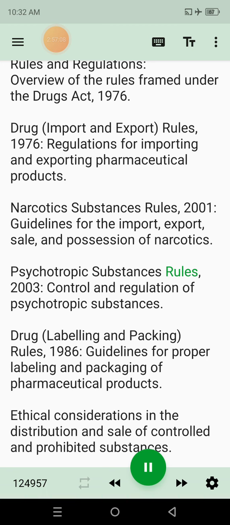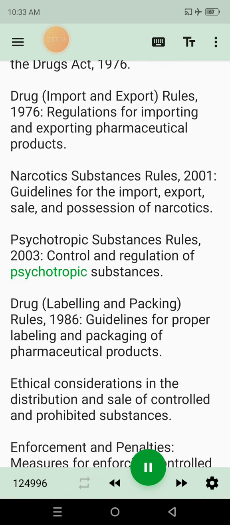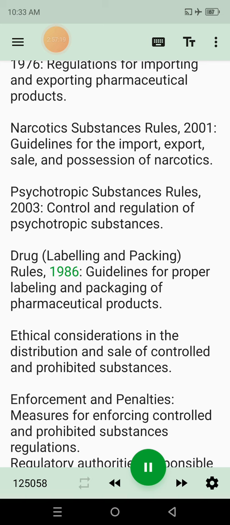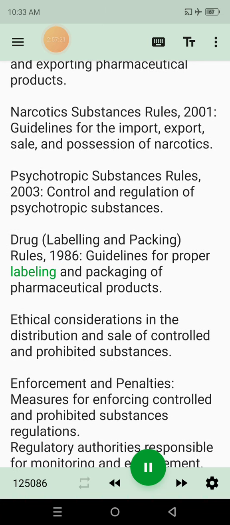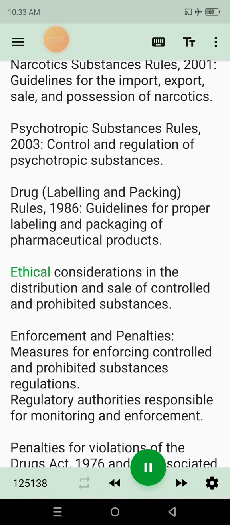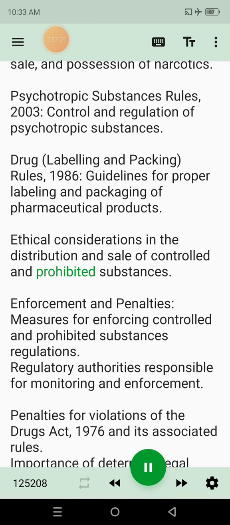Psychotropic Substances Rules, 2003: control and regulation of psychotropic substances. Drug Labeling and Packing Rules, 1986: guidelines for proper labeling and packaging of pharmaceutical products. Ethical considerations in the distribution and sale of controlled and prohibited substances.